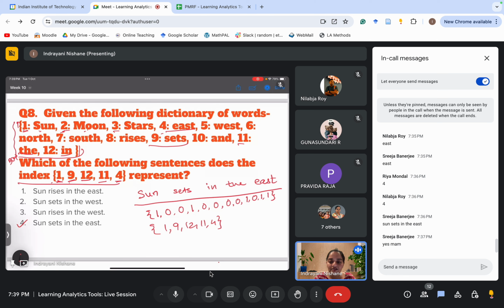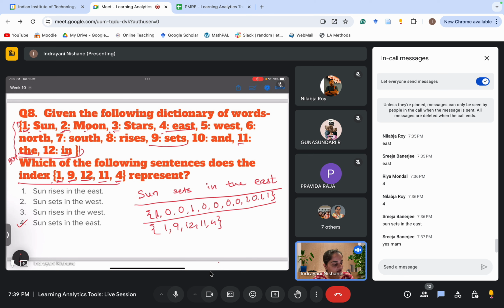But now if we are supposed to come up with a sparse vector for this sentence, then we have these 12 words in our bag of words. Out of these 12 words, which word is present in the sentence? So there are 12 entries in this list. Whatever word was present from this sequence 1, 2, 3, 4: the first word was present, so I wrote 1. The second word, moon, was absent, so 0. The third word, stars, was absent, so 0. East was present, so 1.